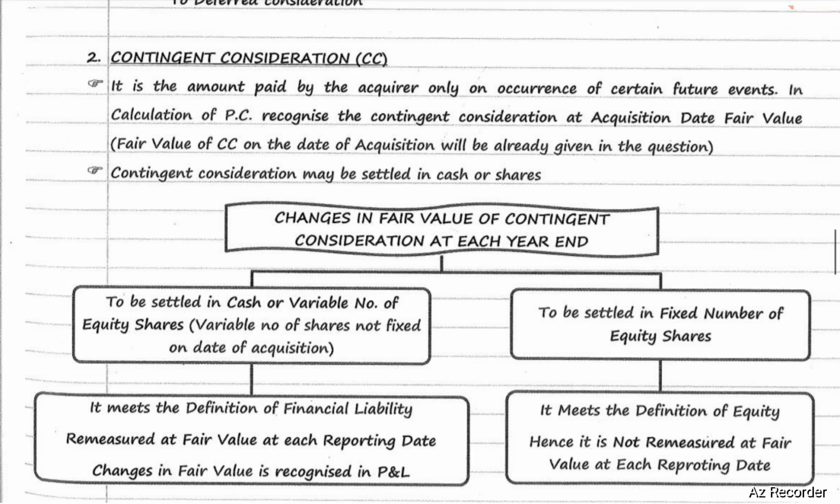Next, changes in fair value of contingent consideration at each year end. If it is to be settled in fixed number of equity shares, it meets the definition of equity. Hence, it is not remeasured at fair value at each reporting date.